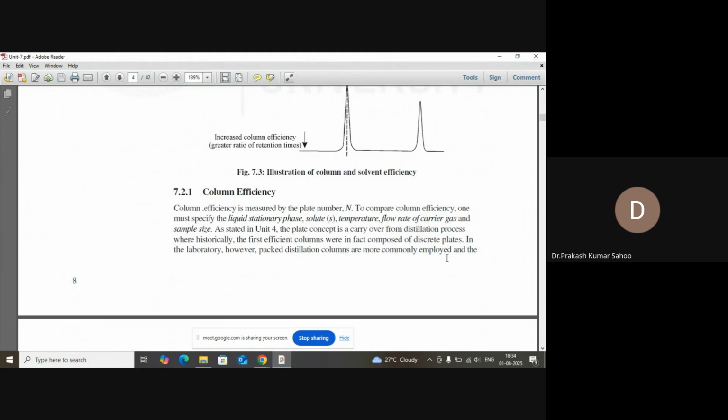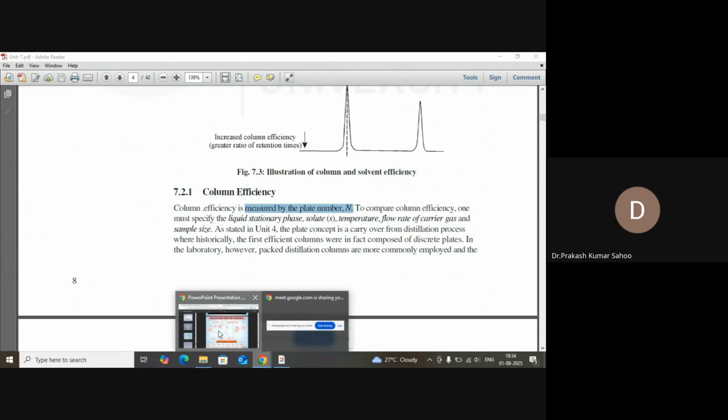So what is column efficiency? It is measured by the plate number n. To compare column efficiency, we use the plate number. Just see here.